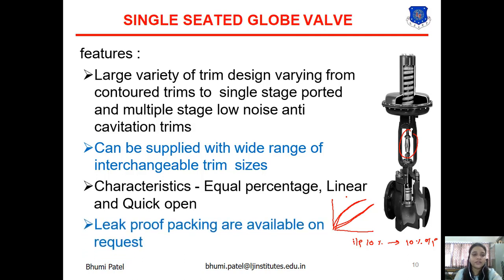And the last one is that leak proof packing is available on request. Here we can also use packing in the control valve. If leakage is generated, we can connect the packing for leak proofing on request, meaning on the system requirement. So this is the single seated globe valve.